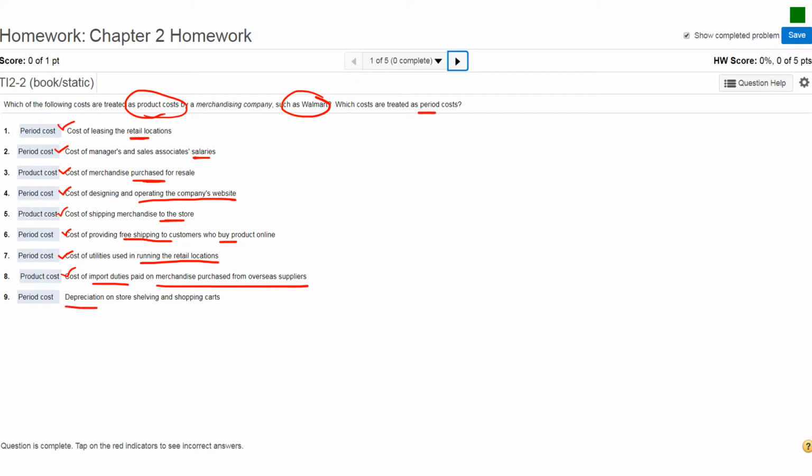And then finally, depreciation on the store shelving and shopping carts. Again, this relates to selling. That's going to be period. So just a couple basic things. Think of product as essentially being related to the inventory, and think of the period as essentially anything that relates to actually selling of the product.